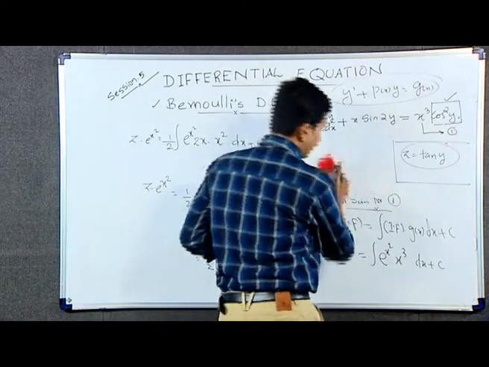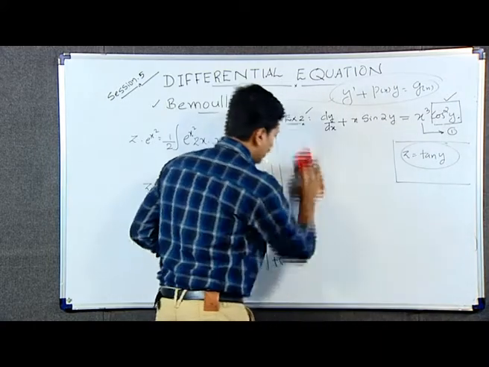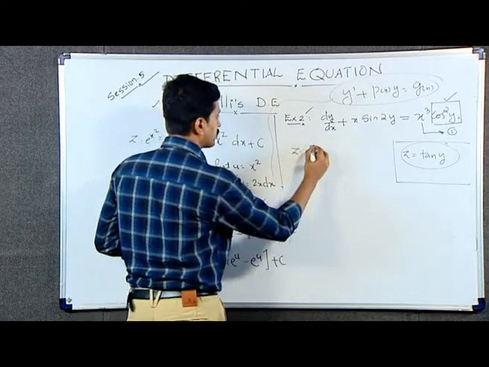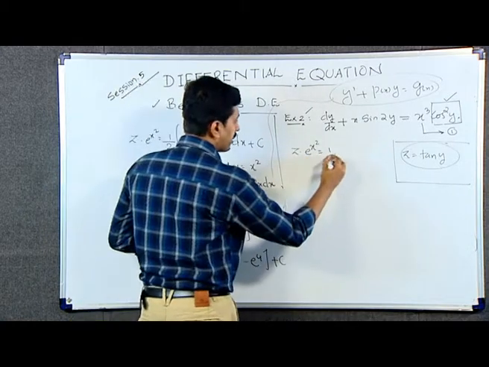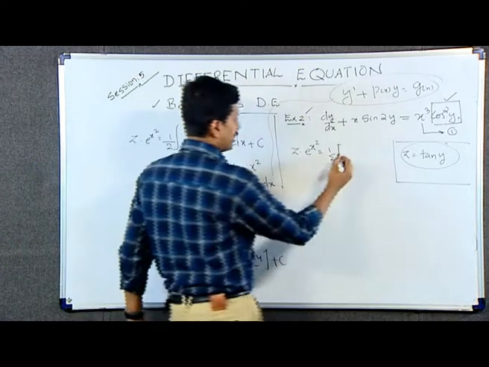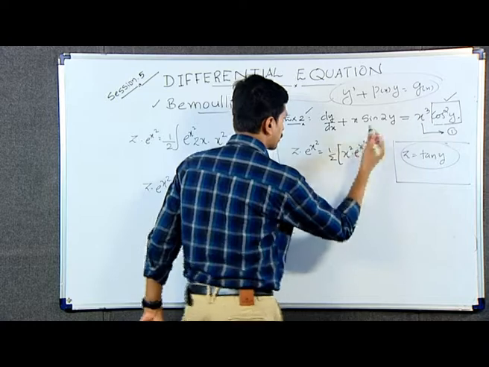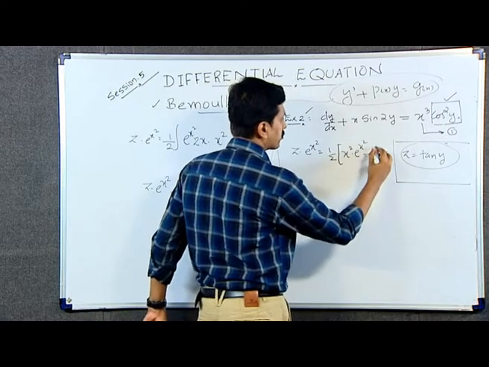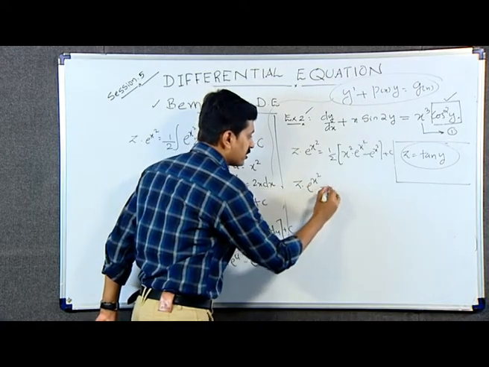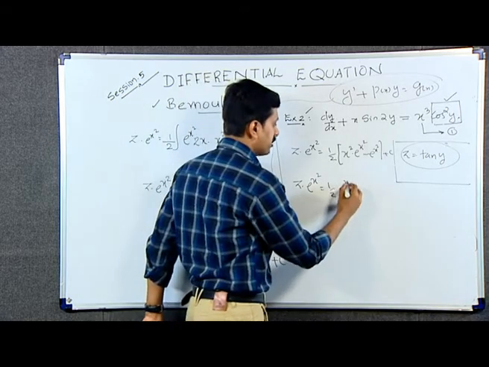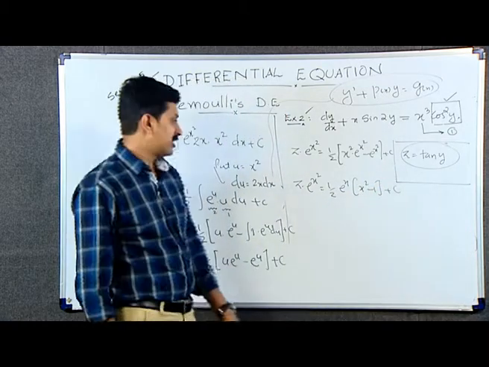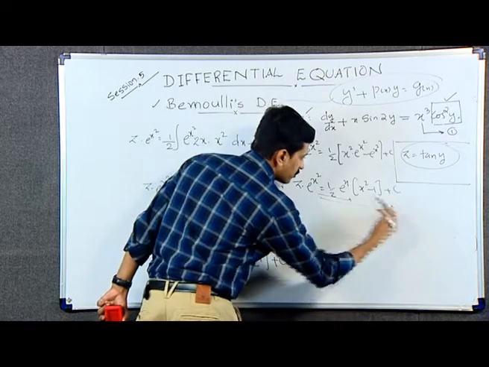So, again we are coming to the conclusion of the problem. Replacing u by x square, z e raised to x square is equal to 1 by 2 into e raised to x square into x square minus e raised to x square, plus c. That is, z e raised to x square is equal to 1 by 2 into e raised to x square into x square minus 1, plus c.